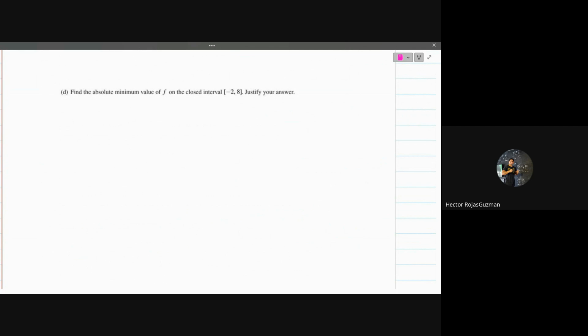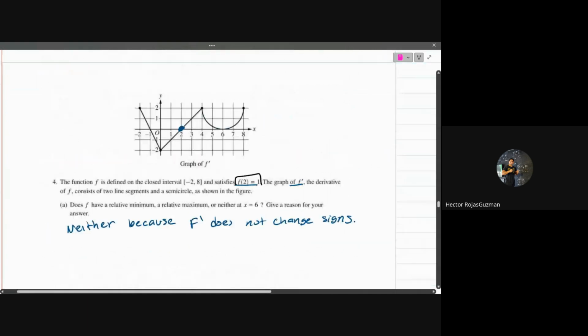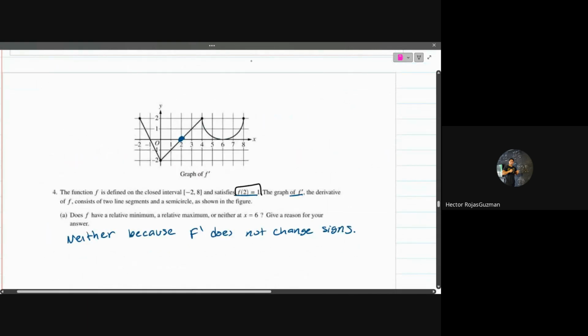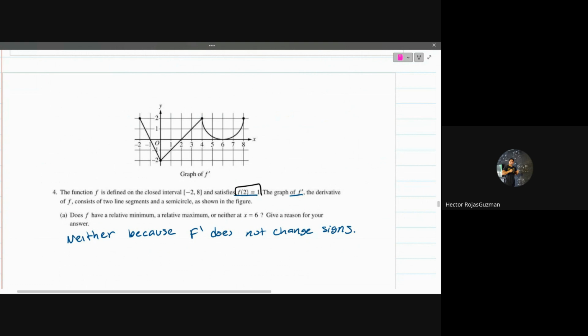Find the absolute minimum value of f on the closed interval from -2 to 8. Okay, minimum. From -2 to 8, look, the graph is increasing, then it's decreasing, increasing, and increasing. So if you were to try to sketch a random graph, I would start with a random point, and then I would increase. Like this. Increase. And then, oh, wait, I went too far. You would increase up to here, up to -1. And then you would decrease.